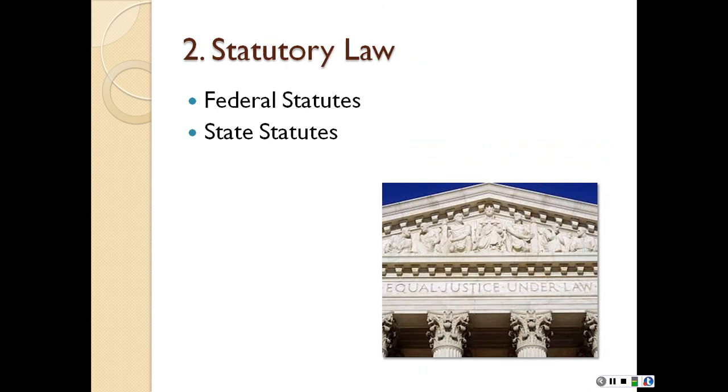The second source of law is statutory law. Even though the federal and state constitutions outline broad guidelines within which the government must operate, they were not designed to contain the types of detailed laws that we need in today's complex society. So the federal and state constitutions delegate that power to make laws to the legislative branches of the government. Congress makes federal laws, state legislatures make state laws, and cities and villages enact ordinances.